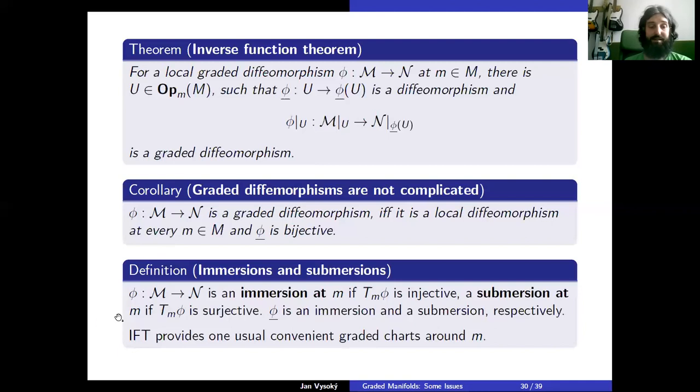What is important is that I can use the inverse function theorem to provide the usual convenient graded charts around the point where you have an immersion. So it's completely analogous to ordinary geometry. If you have an immersion, you have some very well-behaved coordinates such that locally your map looks like you include some plane into a vector space, and a submersion locally looks just like a projection onto some coordinates. So this works in the same way here.